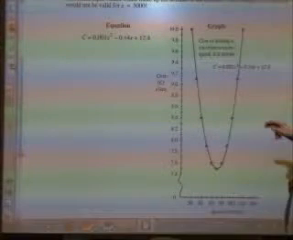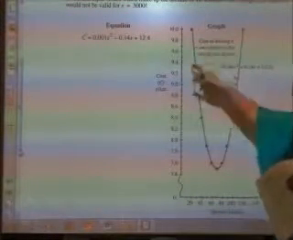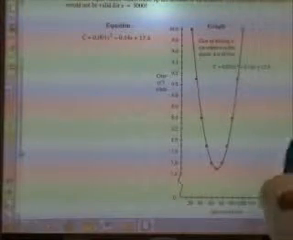So again, because the data is continuous, I can join these points in a smooth curve, because we can see from the points that it is making this U shape. So I would join my points in that U shape.